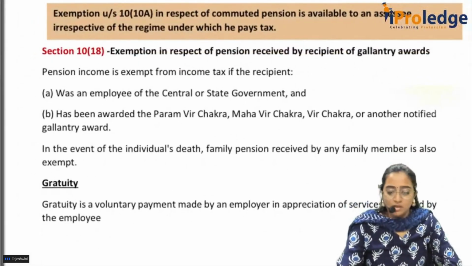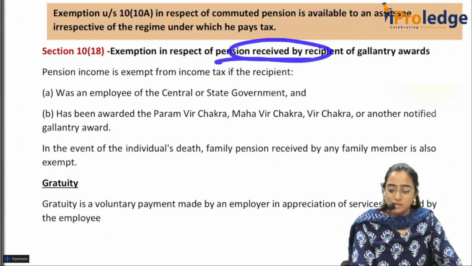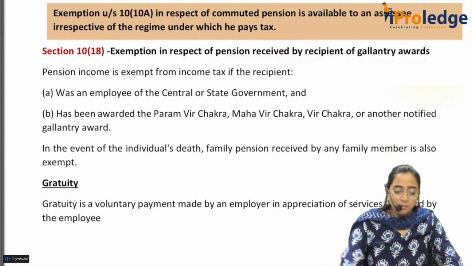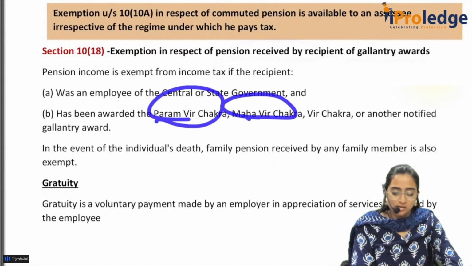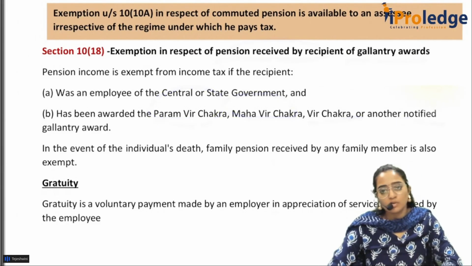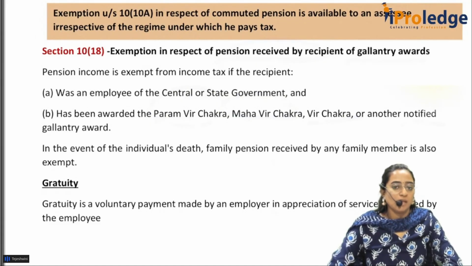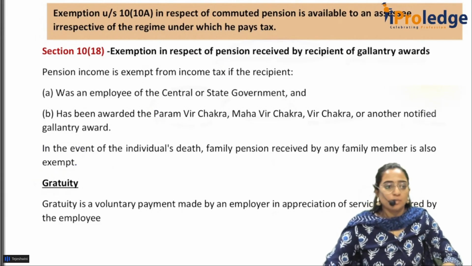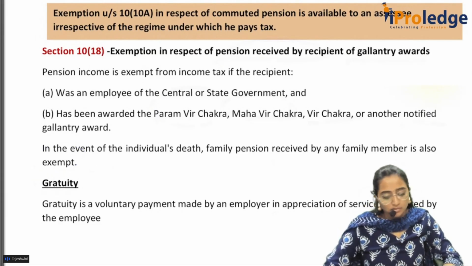Now, if you have received any pension, in case of a person who has received some gallantry awards like Param Vir Chakra, Maha Vir Chakra, Vir Chakra and other notified gallantry awards, and he or his family is receiving any pension, then it is going to be what? Exempted. Totally exempted. Commuted, uncommuted, everything exempted. Done.